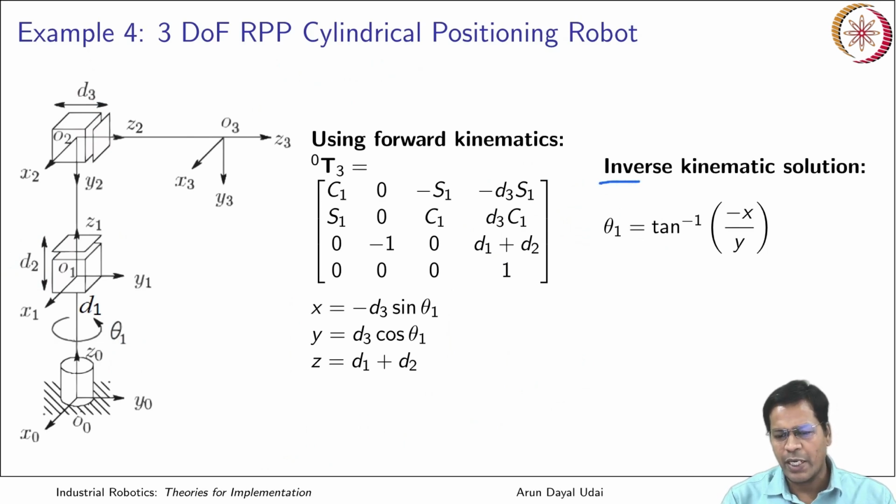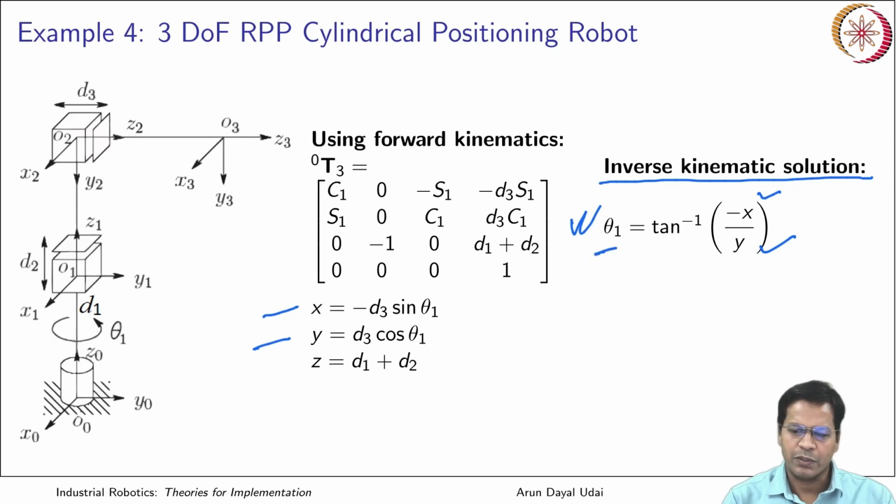So the inverse kinematic solution here could be: theta 1 is simply, if you see it carefully, minus x by y. So just look at this carefully, you just have to divide them. If you divide this by this, you will get minus tan theta is equal to x by y. So tan inverse of minus x by y will give you theta 1. So this is your joint angle theta 1, which can be obtained by just having x and y. It doesn't require z at all.